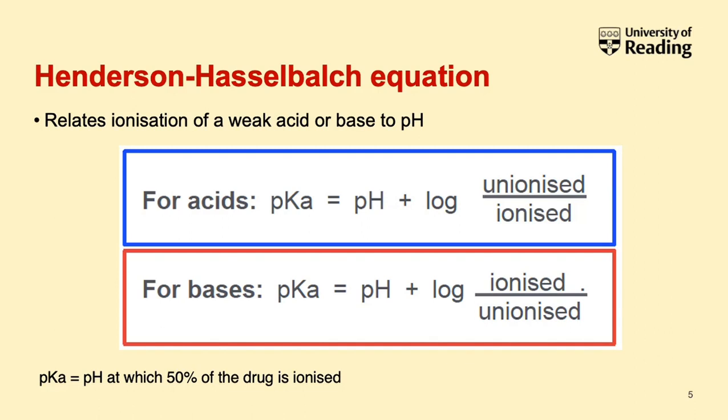The pKa will equal the pH plus the log, that's log to the base 10, of the unionized form over the ionized form. So the concentration of unionized form over the concentration of ionized form for a weak acid. And for a weak base, that ratio is reversed. Now, if we're at a point where we have an equal amount of unionized and ionized in solution, that will be log 1, and that will simplify the equation so that the pKa equals pH, at which 50% of the drug is ionized.